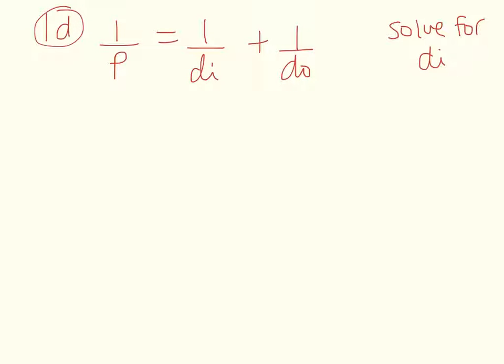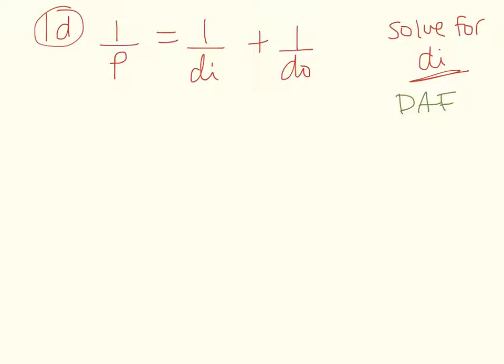Okay, so this question is 1D from the review, and we have 1 over p is equal to 1 over di plus 1 over d naught, and we're solving for di. So the first thing that we need to do is create a common factor. Because we're adding fractions here, we need to have that common denominator so that we can add the numerators together. We're going to use that DAF approach to actually get rid of our denominators.